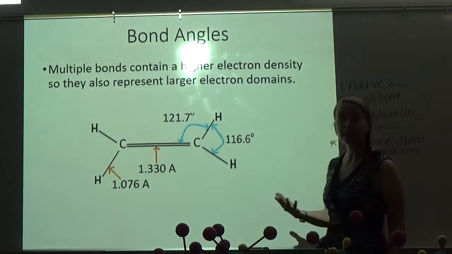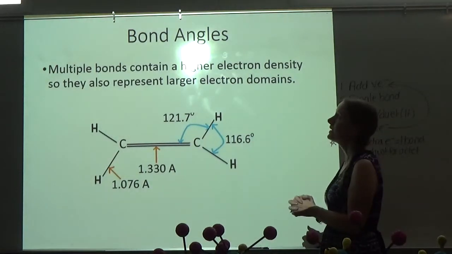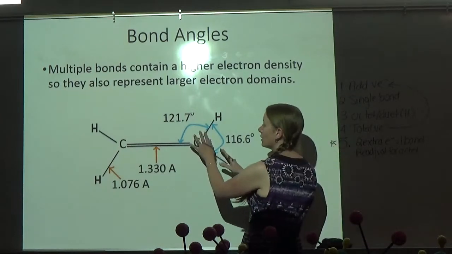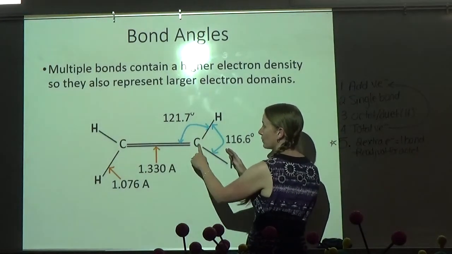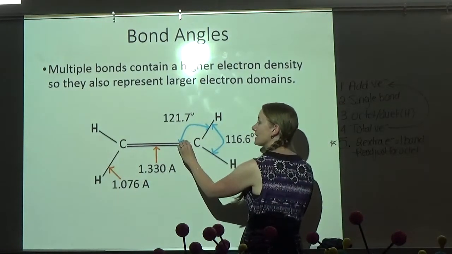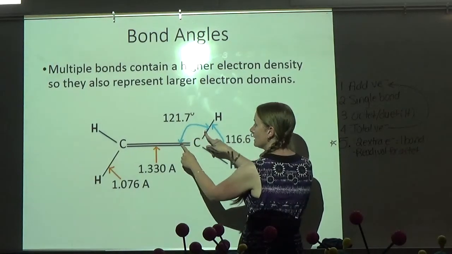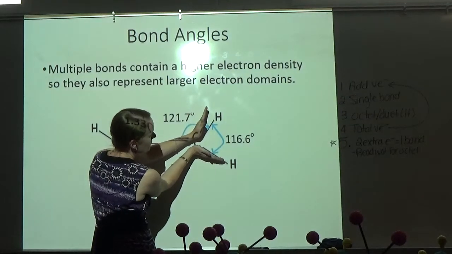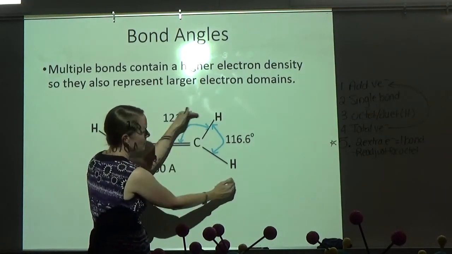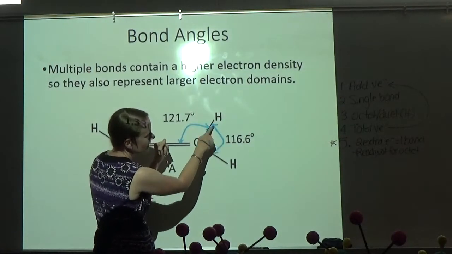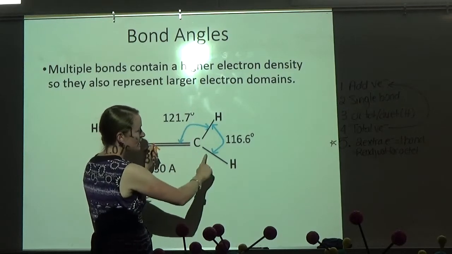Multiple bonds do the same thing because of course there are more electrons in the same area. Multiple bonds contain a higher electron density, so they represent larger domains. Again, normally in a trigonal planar setup where we have 3 bonding domains, it should be about 120. But the double bond is going to take up more room. So instead of it being perfect, it compresses these a little bit because it wants to push them away. Remember, all electrons repel one another. So this bond ends up being less than 120 and these bonds end up being greater than 120.